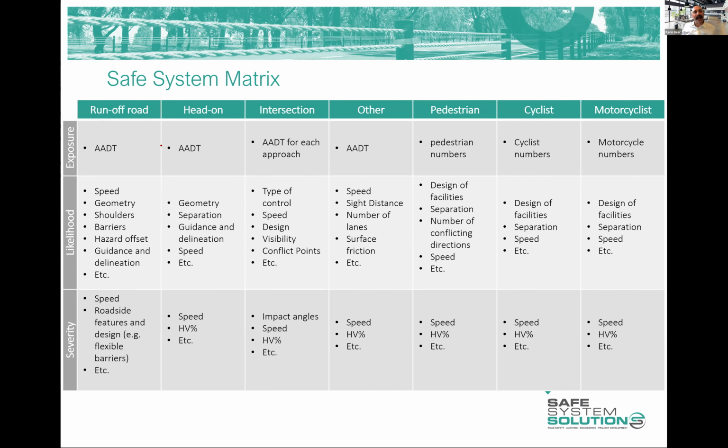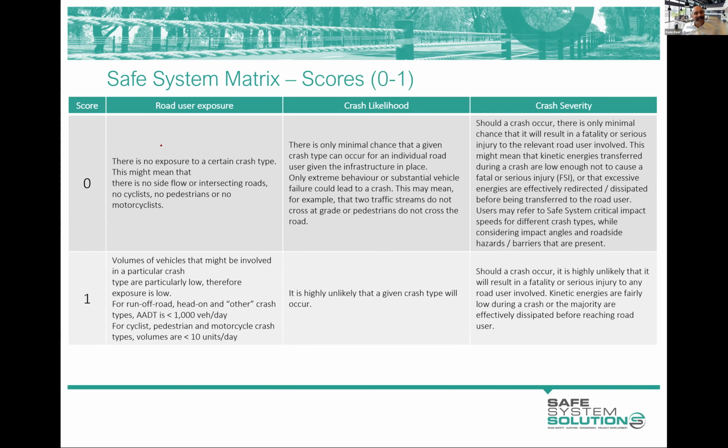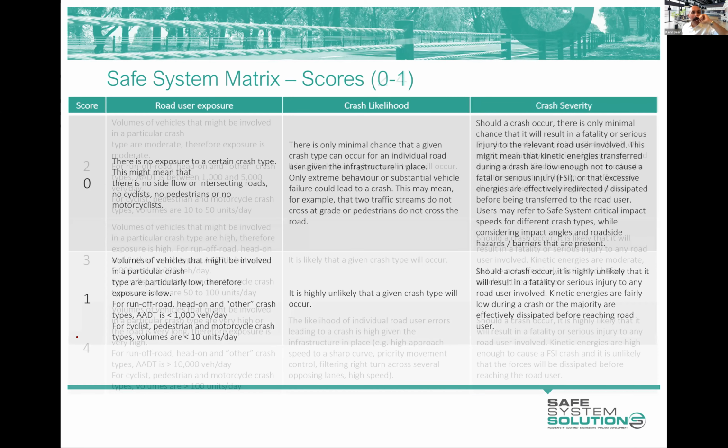Now this is straight out of the Austroads document. It's been repeated in the Victorian and the South Australian guidance, but it's there. This is what everybody's using. It has a score, and then it's got exposure, likelihood, and severity. So it's got 0, 1, 2, 3, and 4, and it shows you how you get to that.